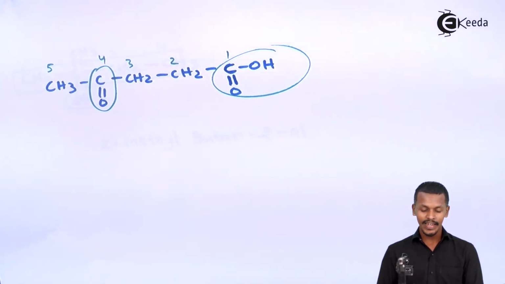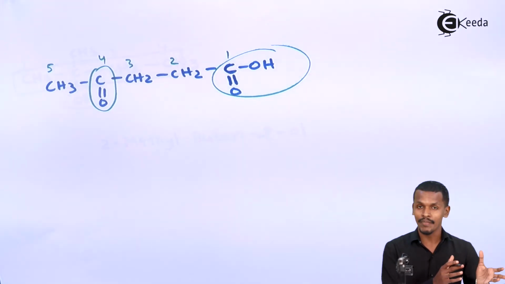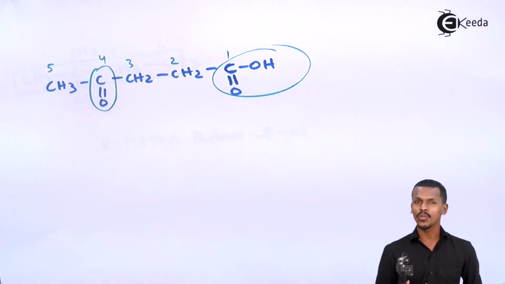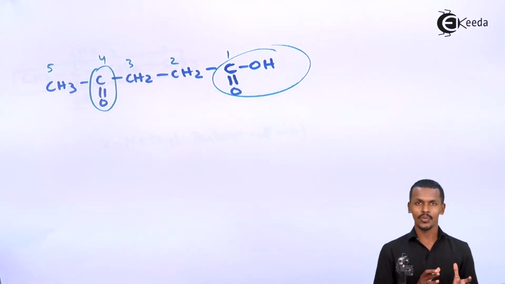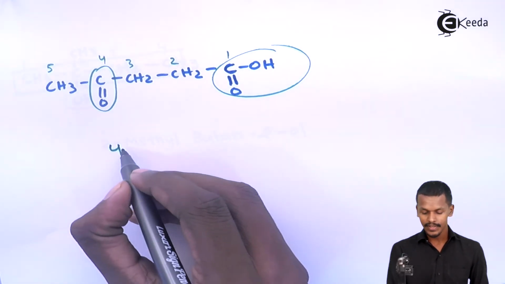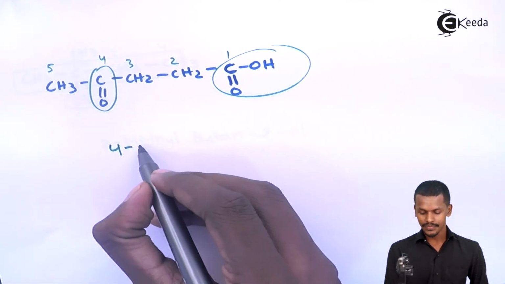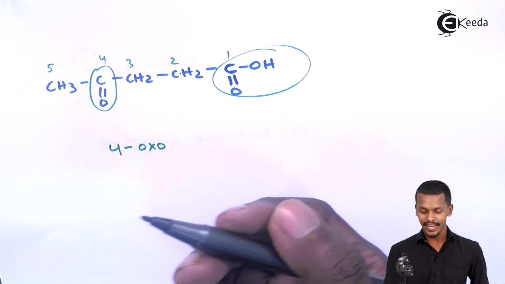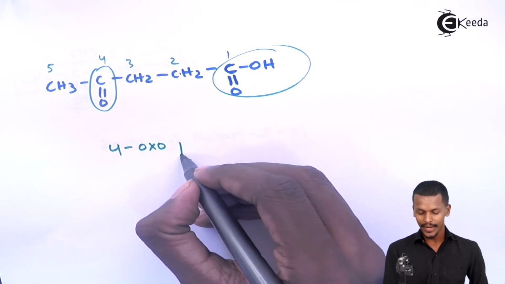But we can see that on the 4th position a functional group has been attached, and that would be written in the prefix. In this case we can see that C double bond O is also known as oxo. So we could write it as 4-oxo, that is methane, ethane, propane, butane, pentane, and the name of this would be 4-oxo pentanoic acid.